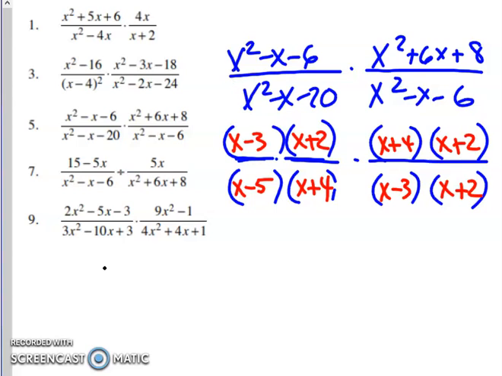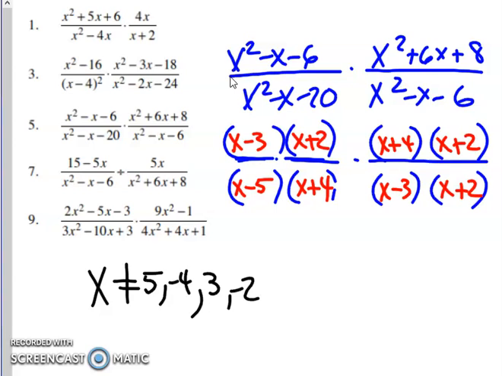Restrictions on the domain. I'm going to do that before I simplify. So for the first parenthesis, 5. Second parenthesis, -1. The third is 3. And the last one's -2. So this one has 4 asymptotes when we graph it, but 4 restrictions on the domain.